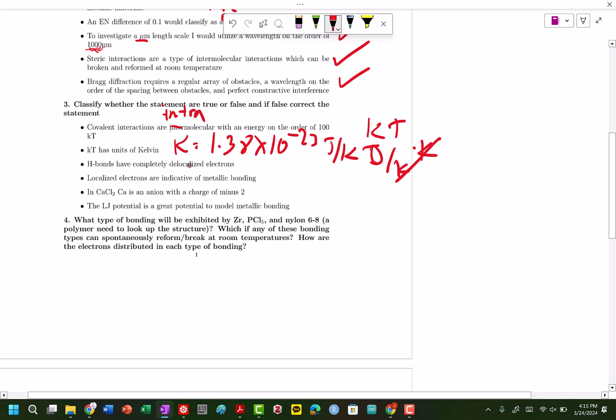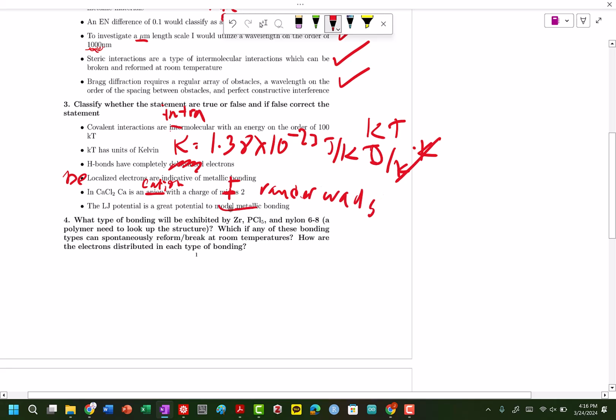H bonds have completely delocalized electrons. No, they are localized. They're intermolecular interactions as well. Localized electrons are indicative of metallic bonding. Nope, it should be delocalized. CaCl2, Ca is an anion with a charge of -2. Nope, it is a cation with a charge of +2. The Lennard-Jones potential is a great potential to model metallic bonding. Nope, it is actually for van der Waals.